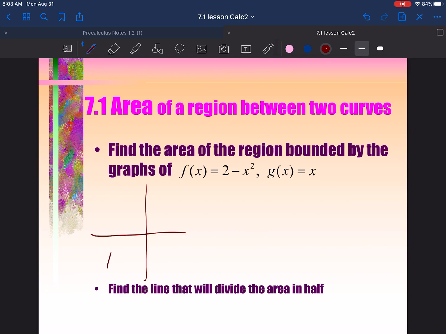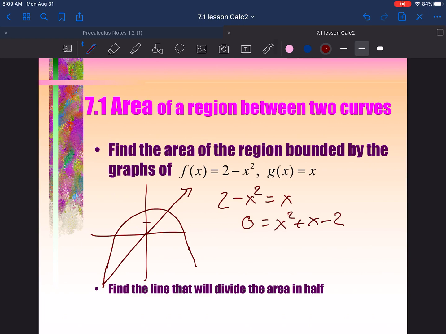So if I graph that 2 minus x squared, it's a parabola that opens upside down at 2. G of x is just a line that's going right through the center. So I need to find those two intersections, one here, one down there. You can do it algebraically by just setting the equations equal to each other. So if I set them equal to each other, let's see, bring the x squared over and bring the 2 over. Now we can factor.